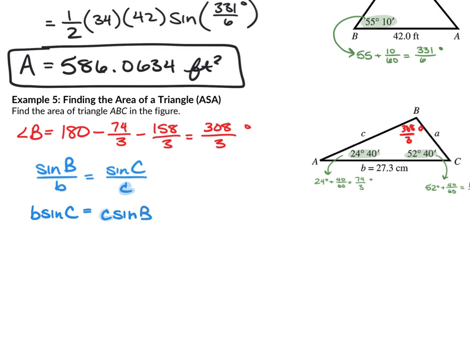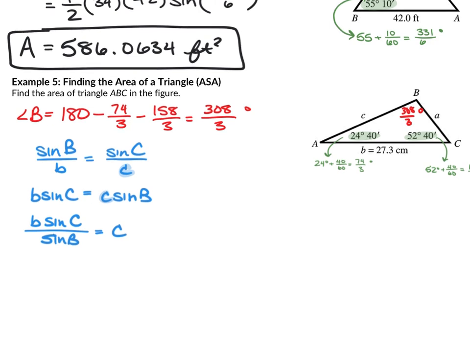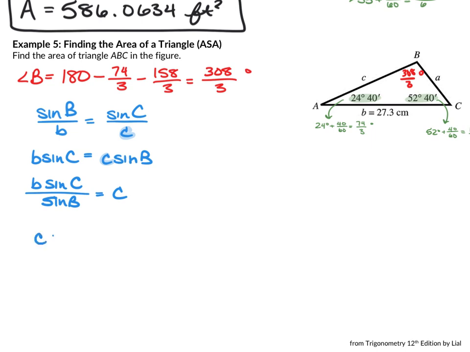We're still looking for little c, which means b times the sine of big C over the sine of big B will be our c value. And we can plug in everything we know. c is going to be little b, which is 27.3, times the sine of big C, which is 158 over 3 degrees, all divided by the sine of B, which we found to be 308 over 3 degrees.